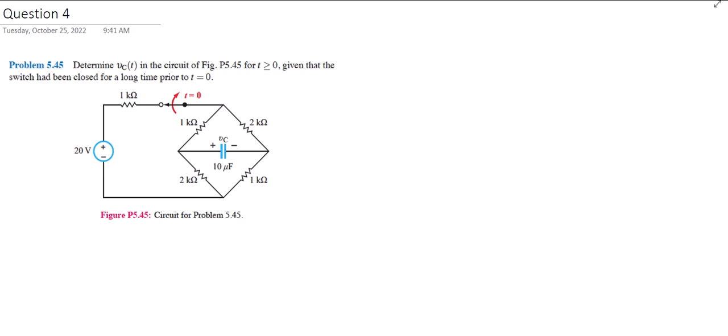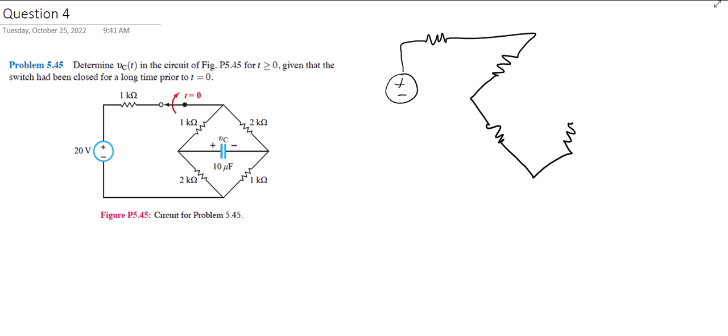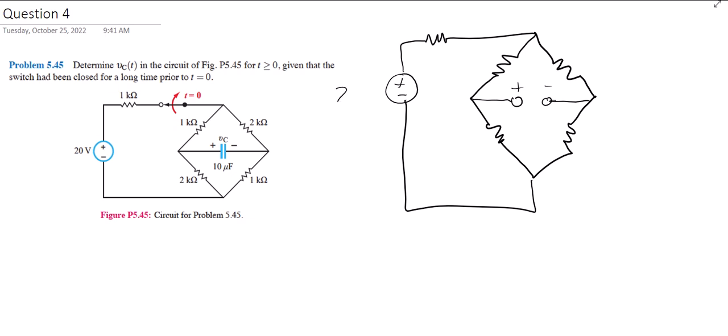Okay, so here we are going to determine VC of t given that the switch had been closed for a long time prior to t equals 0. So if it had been closed for a long time, let's take a look at what that would look like. Maybe I panic because I can't draw them.